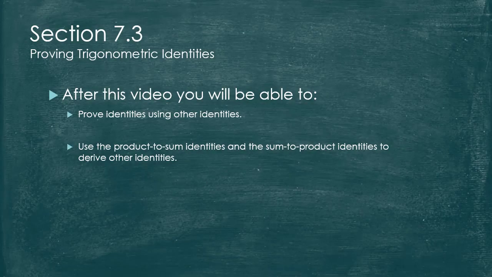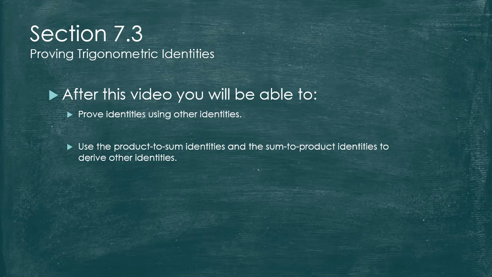Hello and welcome. In this video, we'll be covering section 7.3, which is over proving trigonometric identities. My goal for you by the end of the video is to be able to prove some identities utilizing other trig identities, as well as to be able to use the product to sum or sum to product identities as a way to either simplify or derive other identities.